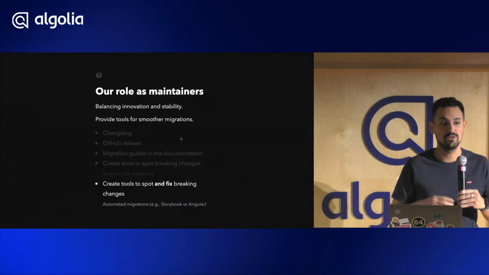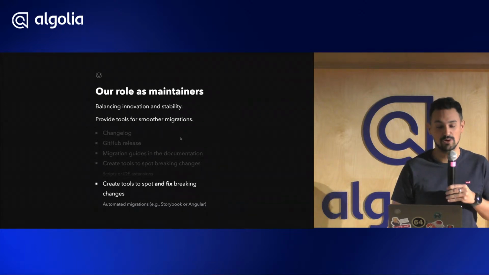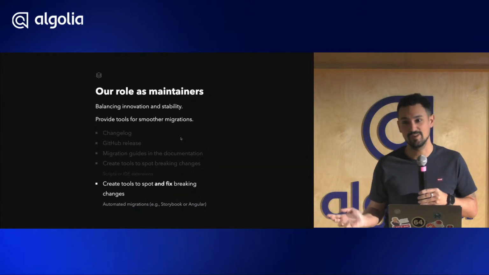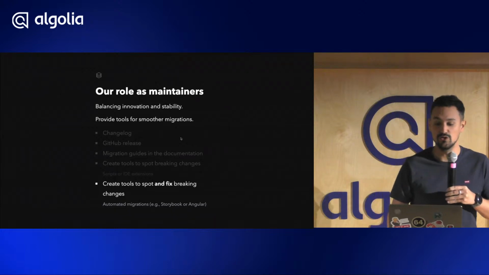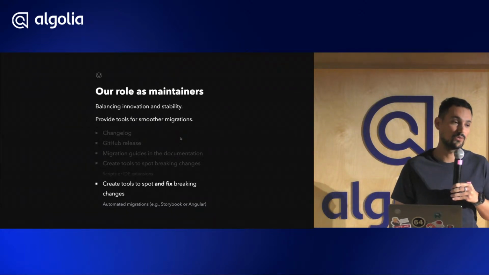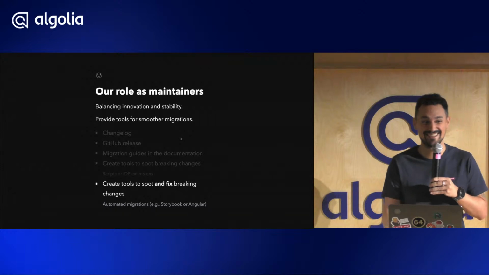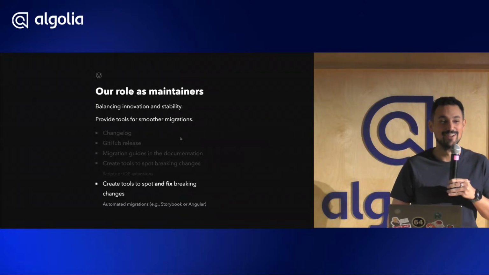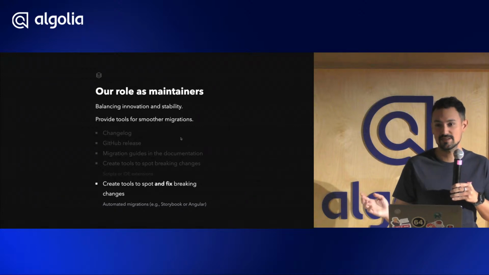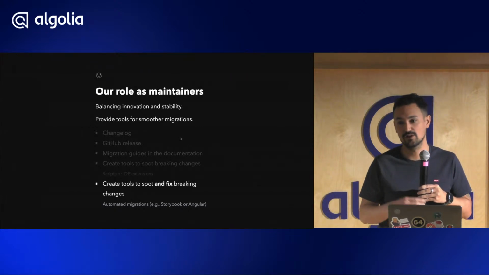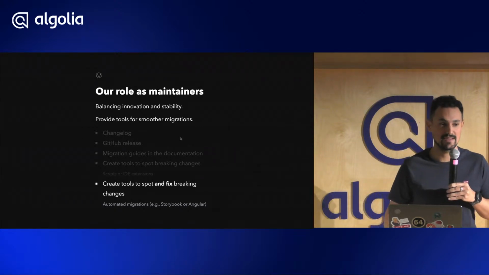And then when you're awesome, you can create tools to spot and fix the breaking changes. So you can have automated migration tools like you can have in Angular with the ng update, in Storybook with the npx storybook latest upgrade, something like that. That's really cool to have, because then you can trust the library. It's going to update automatically, etc.